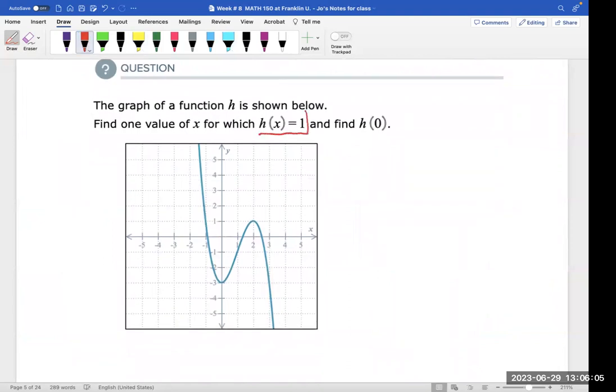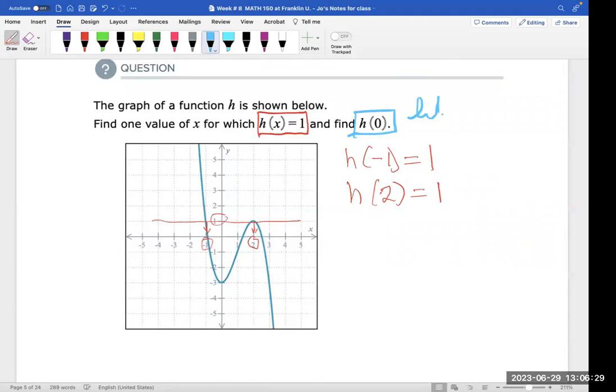More quickly, if h of x equals 1, y equals 1 here, so I've got 2 of them. So h of, and then I look down here to see -1, and I look here to see 2. So h of -1 will output 1. And if I input a +2 into my function named h, it will output a 1. Find h of 0. Let's let x be 0. So x is 0 right here. So h, if I input an x value of 0, my output y value is -3.